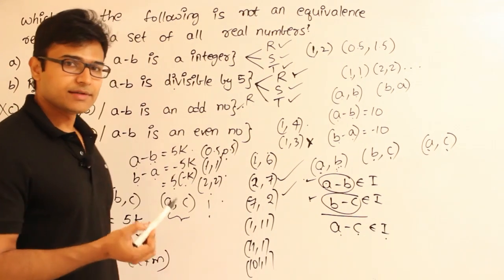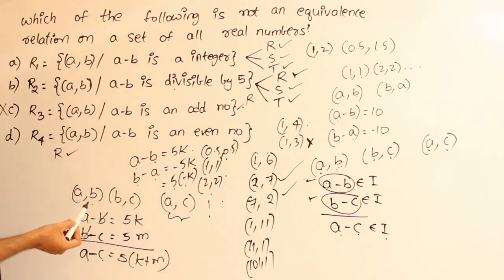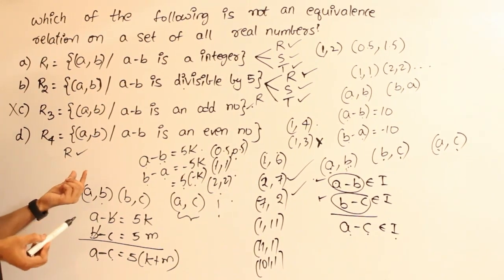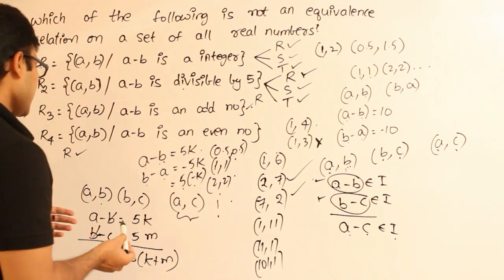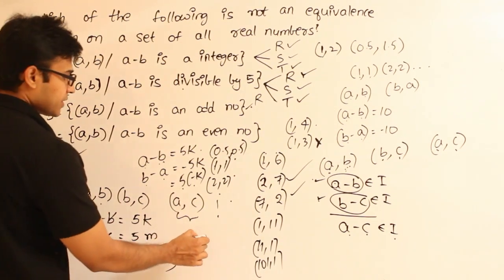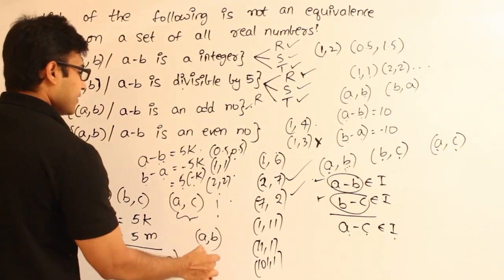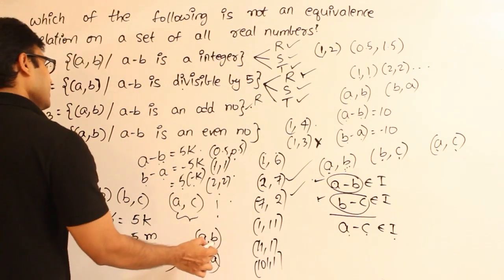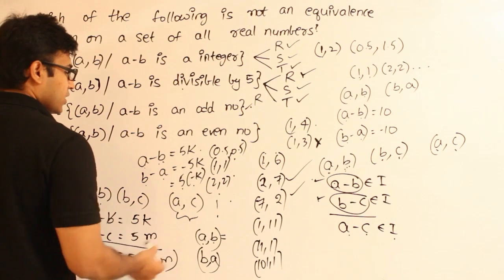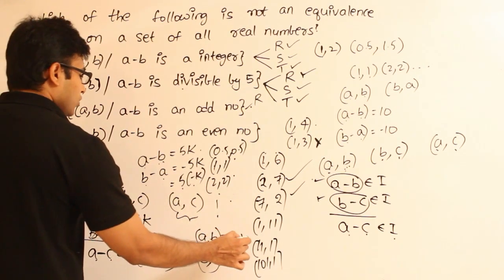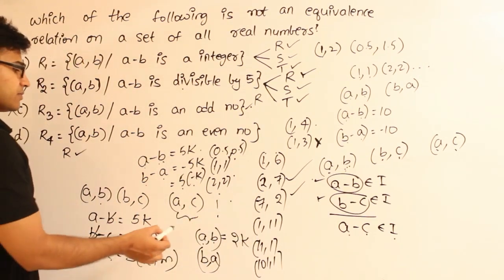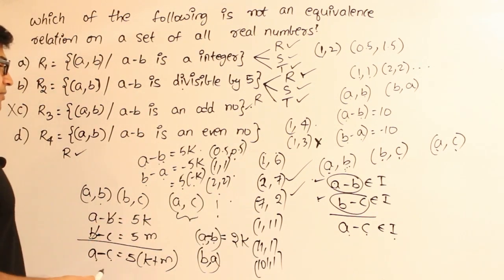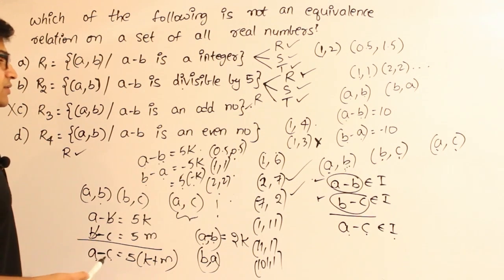So now let's test whether it is symmetric or not. How can we test that? In order to test symmetry, we have to check: if a comma b is present, will b comma a be present there? Now when will a comma b be present? Only if a minus b is equal to 2k, which is an even number, right, where k is an integer.